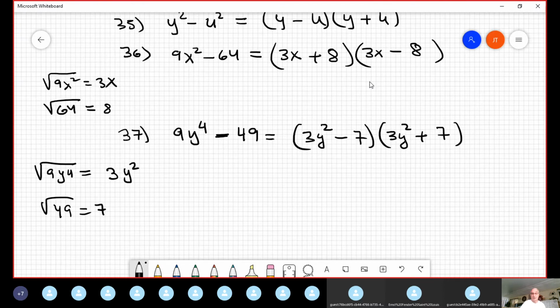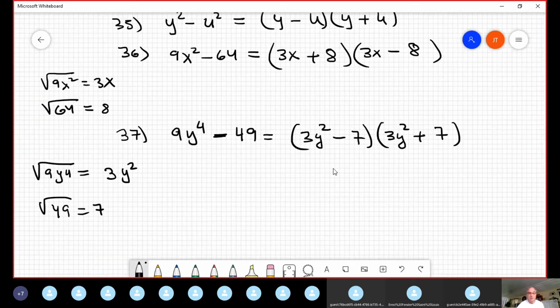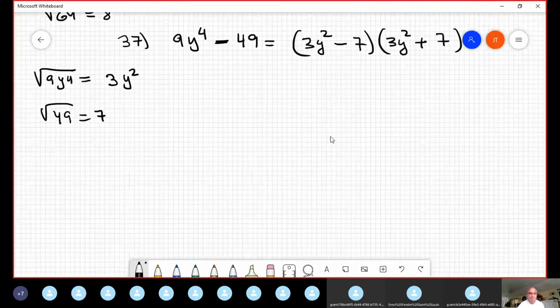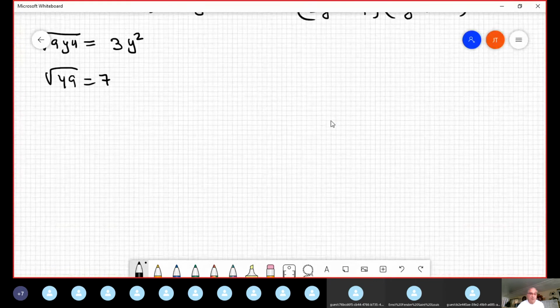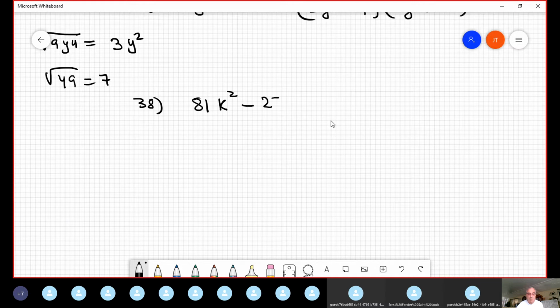Okay, two more, similar, and you help me now. A little bit more complicated. Number 38. 38 is 81k to the second power minus 25m to the second power. Okay, is it a difference of squares, yes or no?